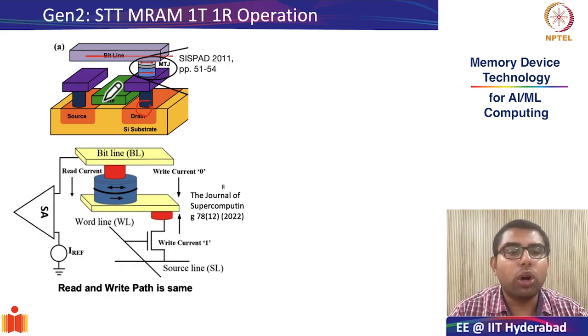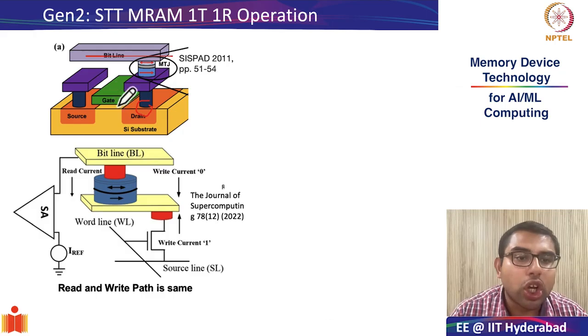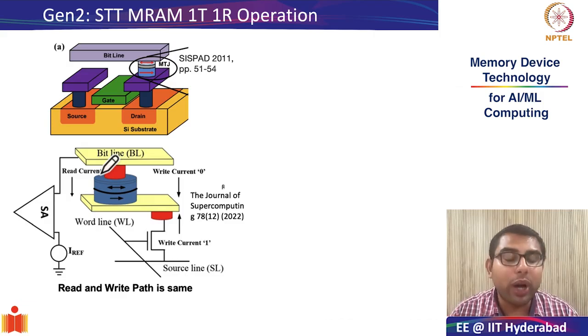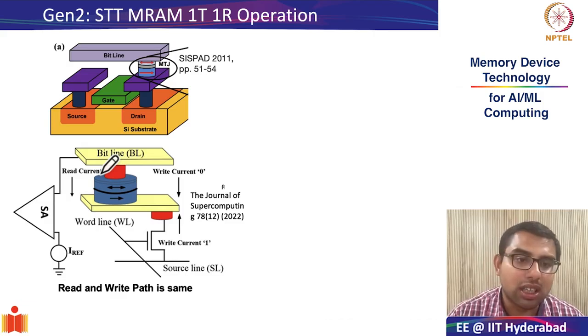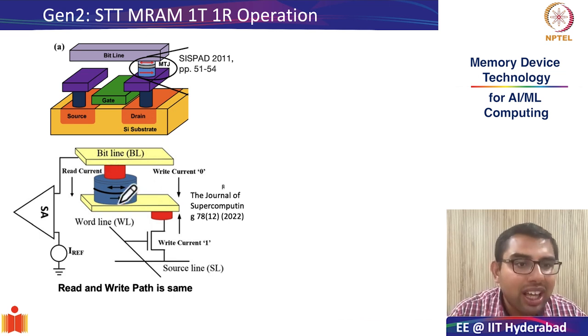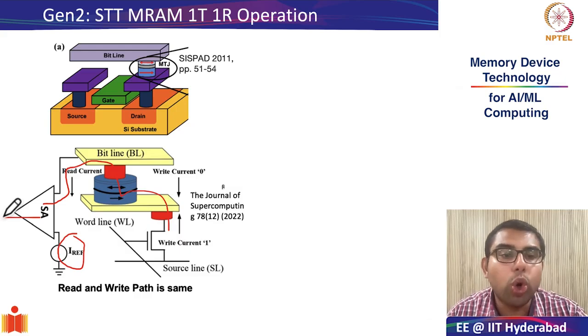And what is really fascinating is, since write happens through the magnetic tunnel junction, as we saw in the previous slide, the path for the read current and the path for the write current is the same. So there is no need to have separate read and write word lines. And this really helps your scalability also. So the read current flows in this direction, and depending on the reference current, the sense amplifier judges whether it is in high resistance state or low resistance state.